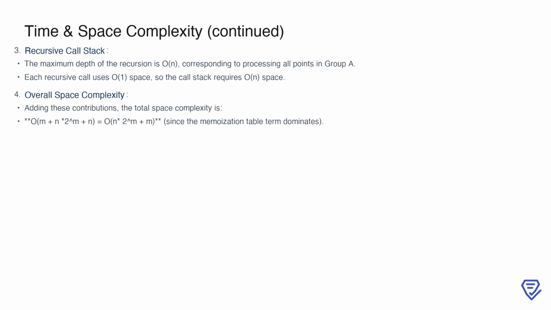Additionally, we account for the space used by the recursive call stack. The maximum depth of the recursion corresponds to processing all points in Group A, which is O(n). Since each recursive call uses constant space, the call stack contributes O(n) space. Combining these factors, the total space complexity is O(m + n*2^m + n). Simplifying, the dominant term is O(n*2^m), so the overall space complexity becomes O(n*2^m + m). This accounts for the precomputed array, the memoization table, and the recursive stack space.